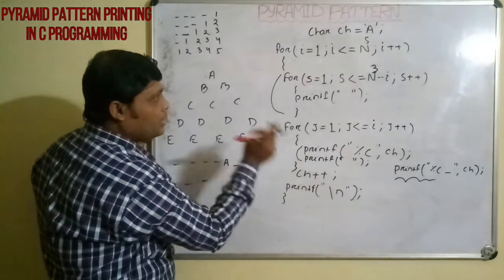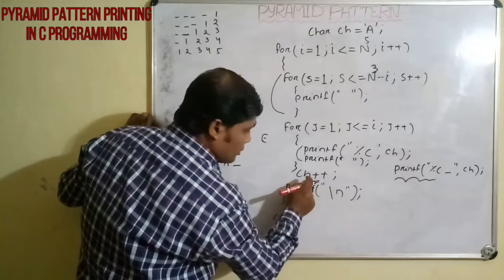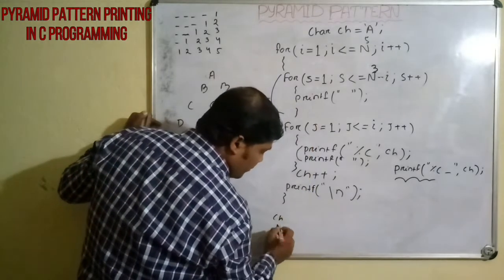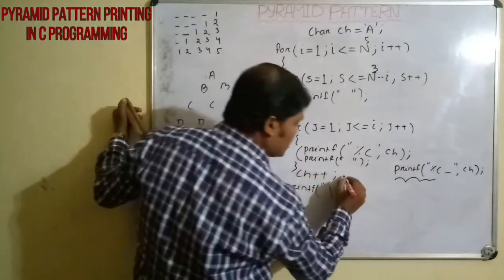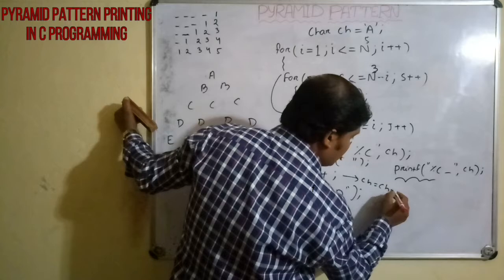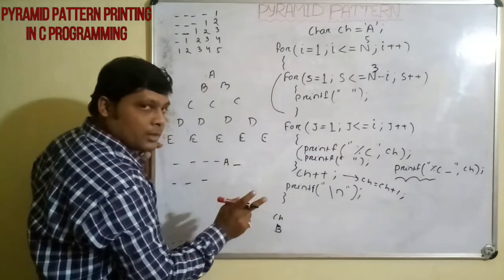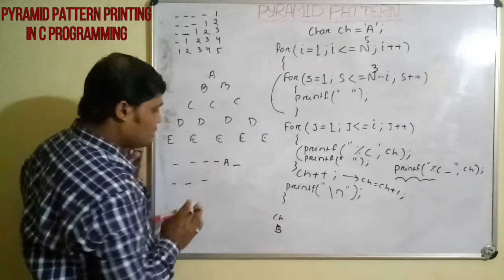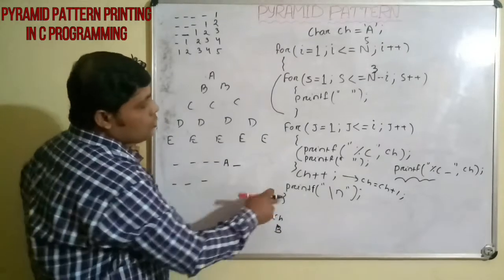So it will be now B. So ch value, previously it was A. Then when i value is 2, ch will be modified to B. ch++ means ch equal to ch plus 1. Previously it was capital A, meaning 65 as key value. Now it is modified to 66, and the character is capital B.